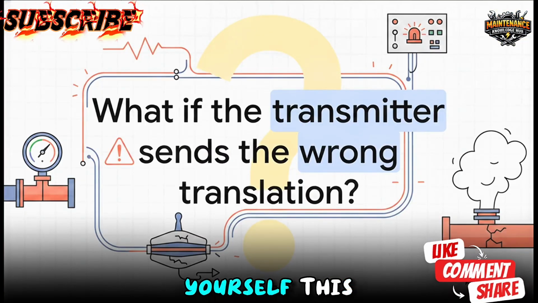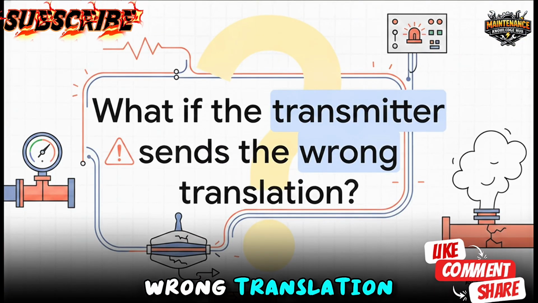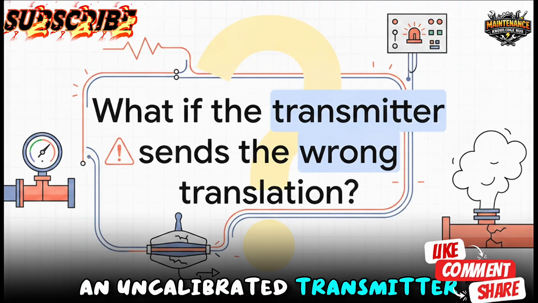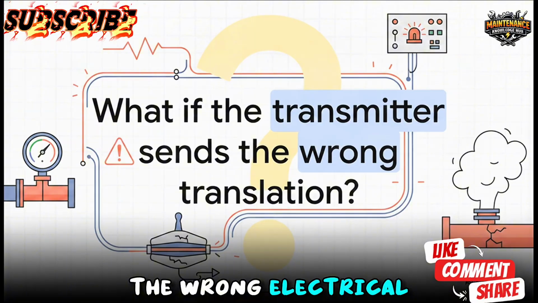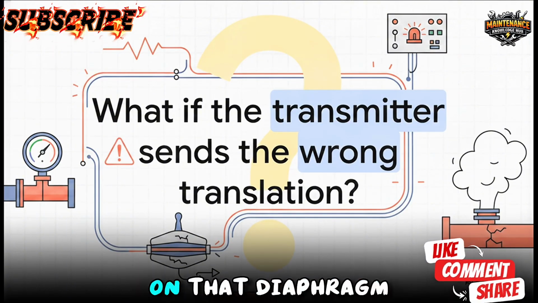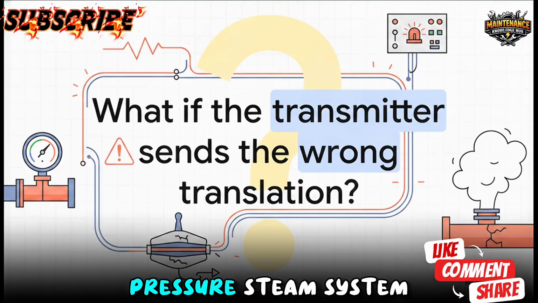All right, Section 4, the problem of drift. So, ask yourself this. What actually happens if our trusty translator starts giving the wrong translation? An uncalibrated transmitter isn't just some simple math error. If it drifts and starts sending the wrong electrical signal because of everyday wear and tear on that diaphragm, well, that is a potential disaster in a chemical plant or high-pressure steam system.